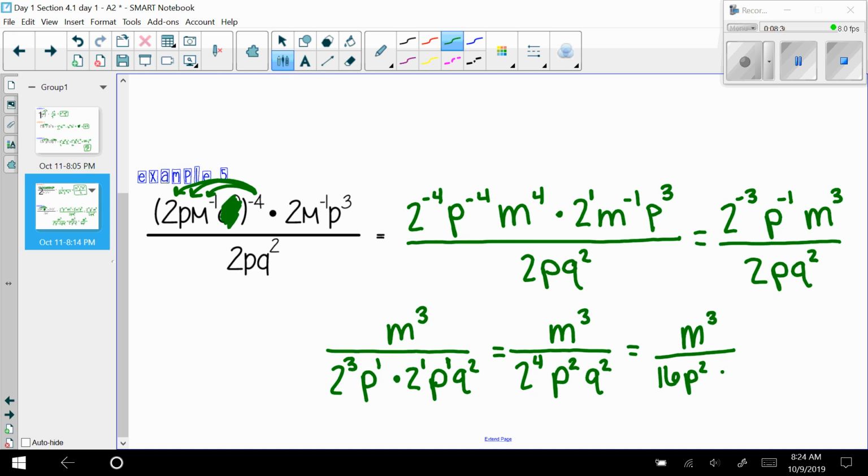16p squared q squared. And I know I'm done because every letter is only written one time and all of my exponents are positive. Lovely.